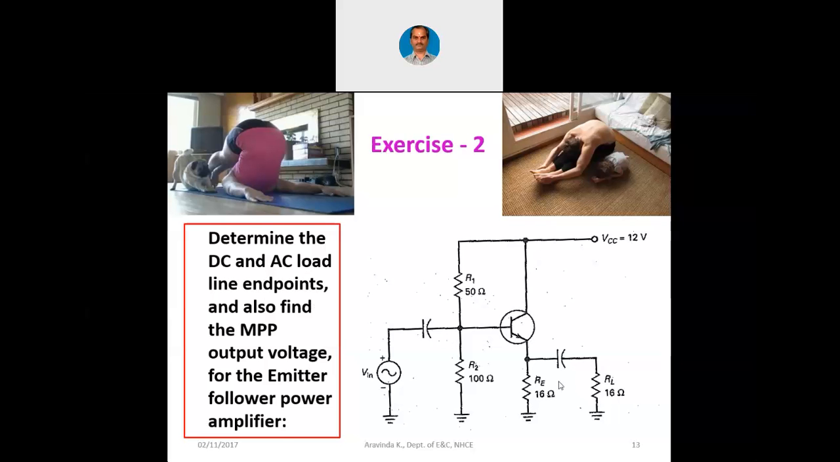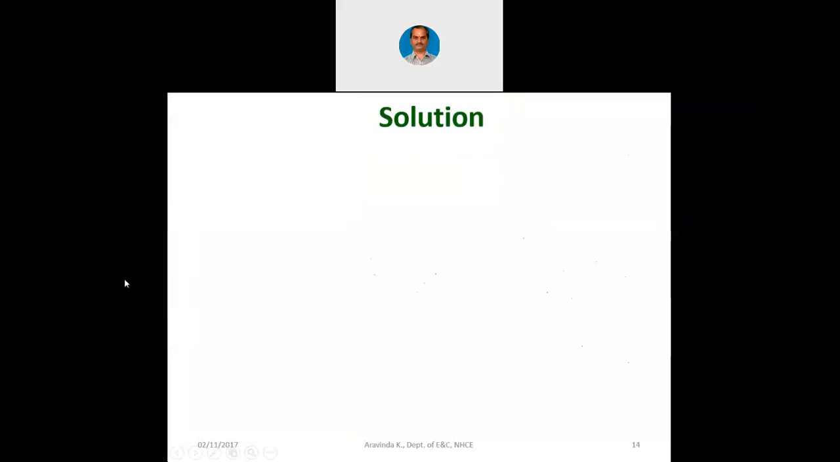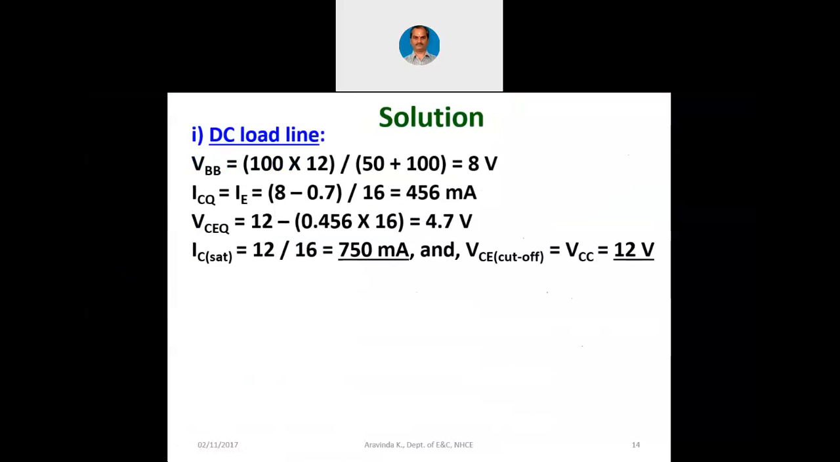Now using these values, we will have to determine the DC and AC load line endpoints and we have to find out the maximum peak to peak output voltage for the circuit. We had already proceeded with the DC load line computation in the last class itself, and let me show you that. The DC load line was found out this way. The voltage at the base is given as 100 into 12 by 50 plus 100, because we have two resistors there totally, and it is across 100 ohms there. 12 is the VCC, so we get 8 volts.